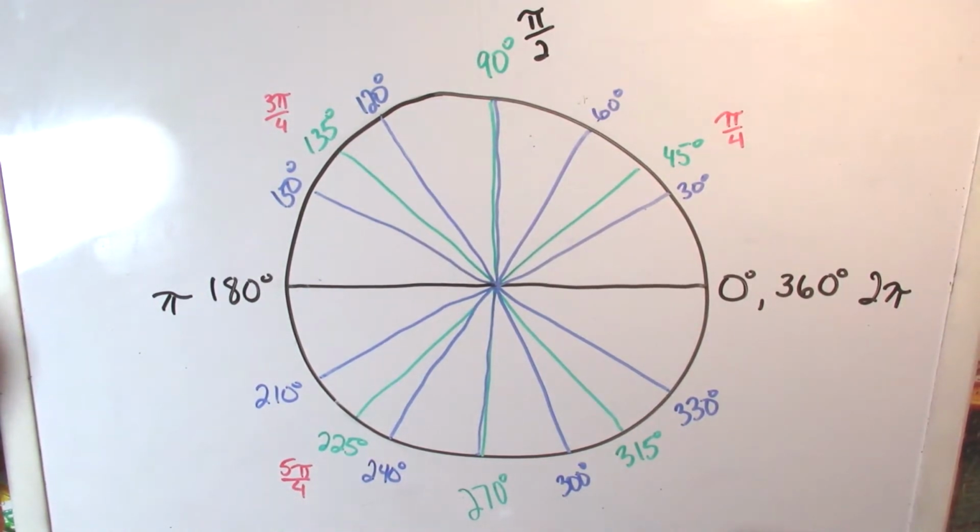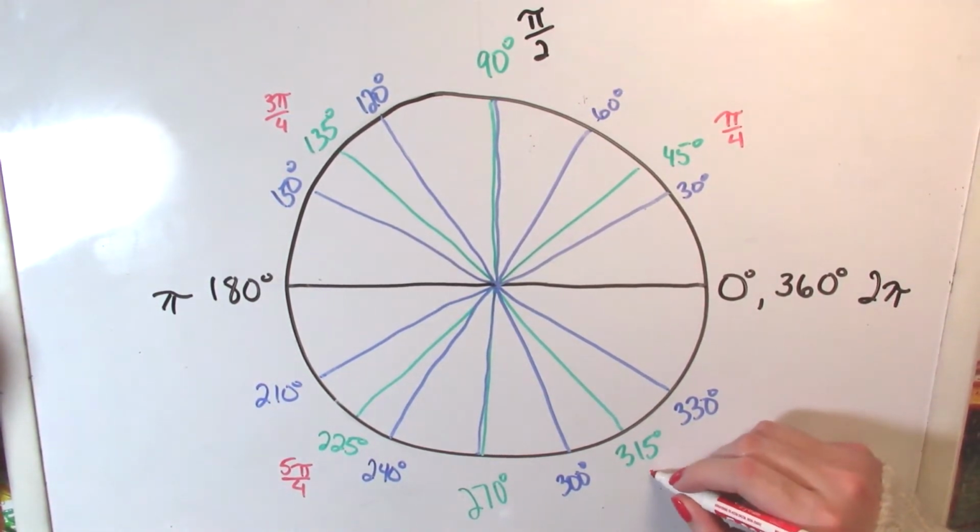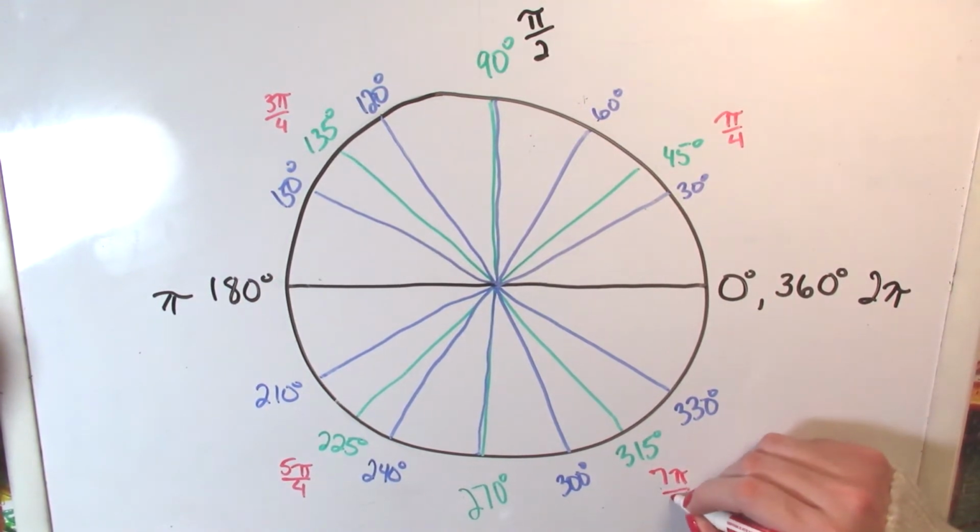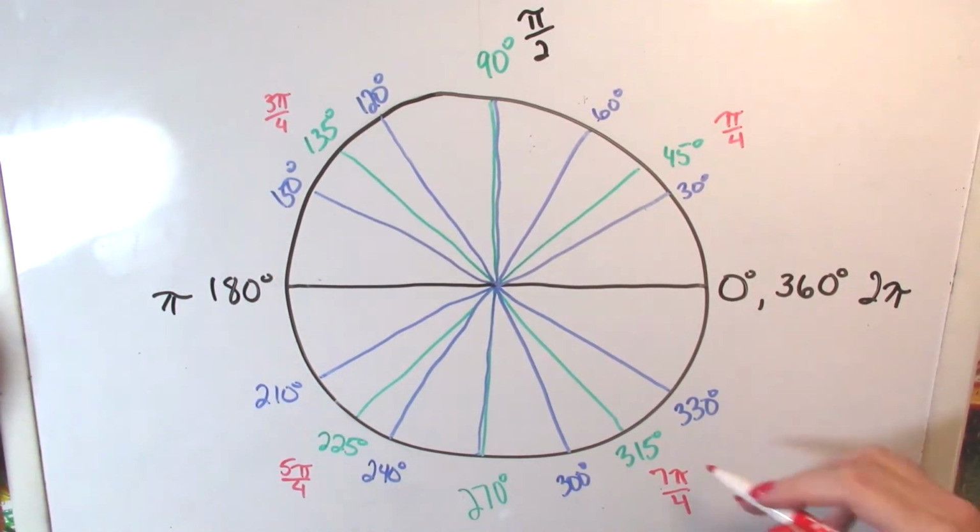And this is 6 pi over 4, but it reduces. And so then this is 7 pi over 4. And then obviously that one is 8 pi over 4, which also reduces. Pi over 4 is done.